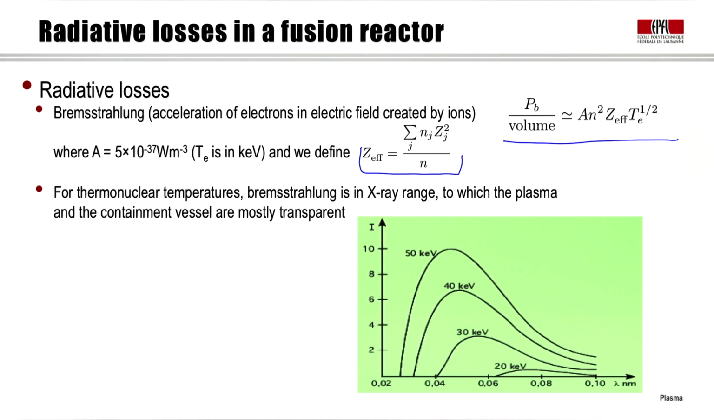For thermonuclear temperatures, the Bremsstrahlung radiation is in a range of X-rays, to which the plasma and the vessel that contains the plasma are mostly transparent, and that's why we consider this as a net loss. The spectrum of the radiation by Bremsstrahlung is indicated here, and we see that, for example, for 30 keV is in the range of X-rays.